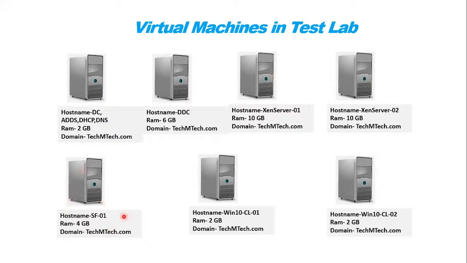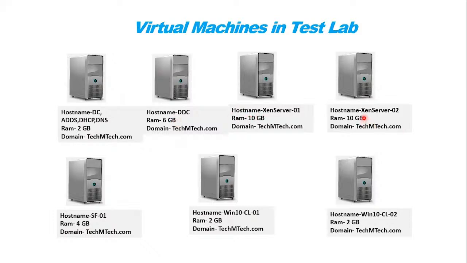And next server, that is our storefront server, and these are our two client machines. With the help of client machines or end user devices, we will try to access the resources. So as you can see, the memory requirement here: 2 GB for domain controller, 6 GB for delivery controller. These are the minimum requirements.